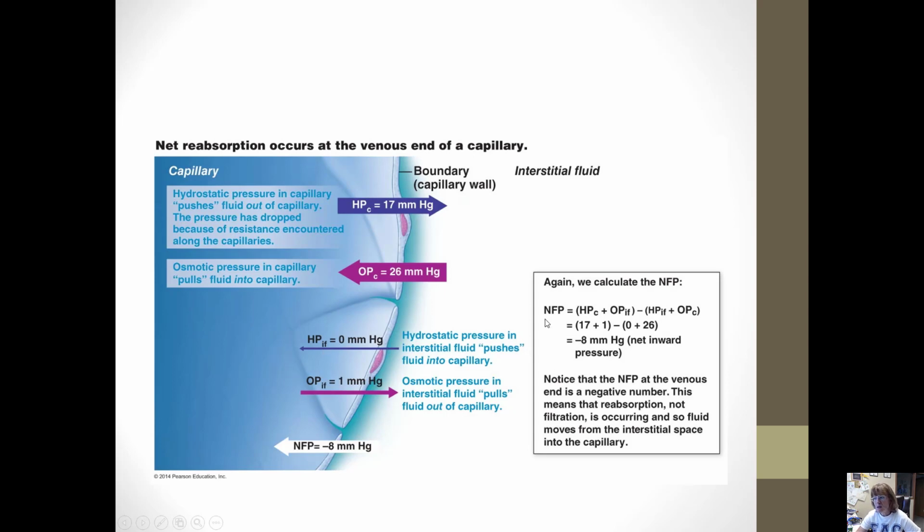If we put these numbers into our net filtration pressure equation, you can see 17 plus 1 is 18, minus 26 is now negative 8. And that is an inward pressure.